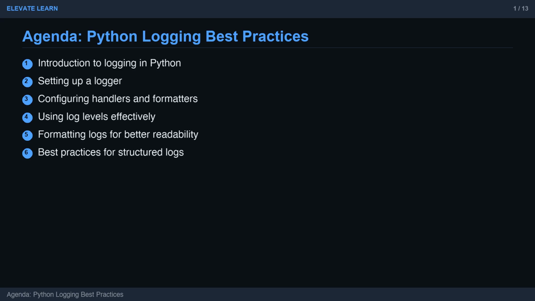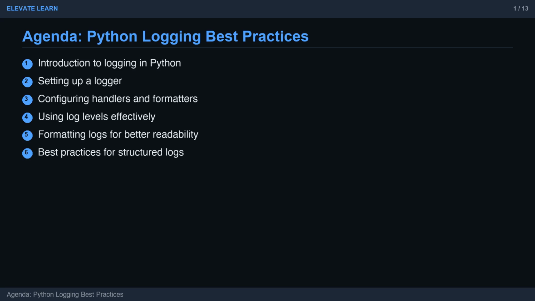Then, we dive into configuring handlers and formatters to customize how your logs are outputted. After that, we'll discuss using log levels effectively. Think debug, info, warning, error, and critical to manage the detail of what gets recorded. We'll also cover formatting logs for better readability, ensuring they're easy to understand. Finally, I'll share some best practices for structured logging, making sure your logs are as informative and organized as possible.